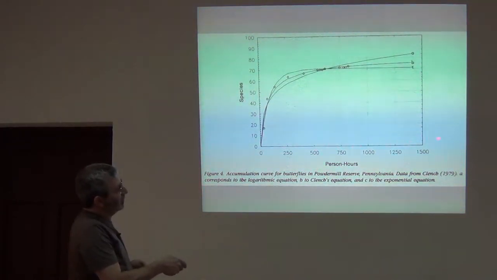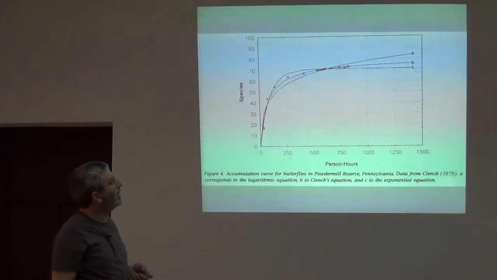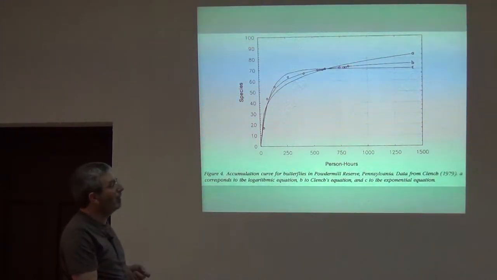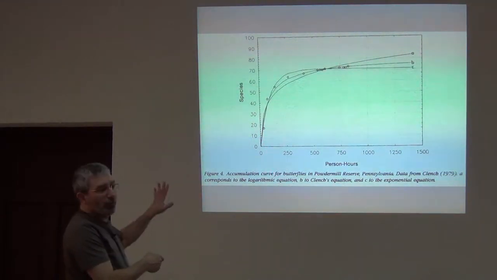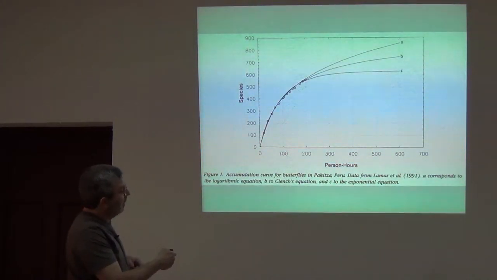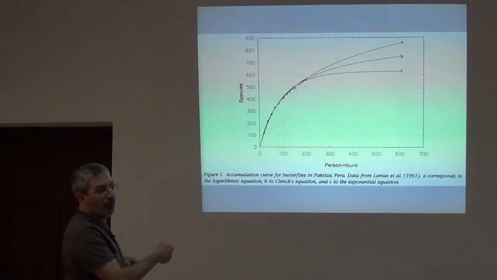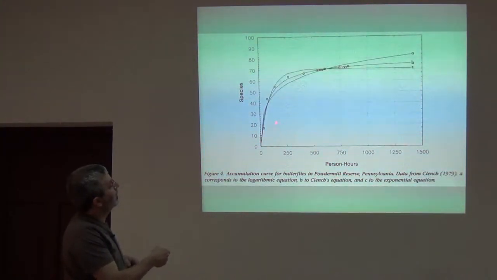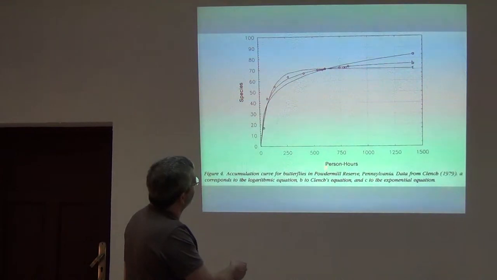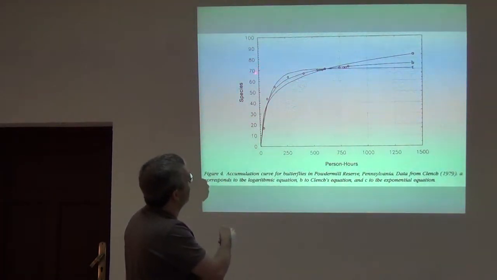Here you have actually more person hours of data. So our data go out to about 800 person hours. You can see, ignore the curves for the moment, you can see that the accumulation is doing better. In the previous one, the numbers were still going up with effort. But here you can see that these curves have mostly leveled off, and between, see if I can get the numbers right, about 550 person hours and about 800 person hours, they've only added a few species.